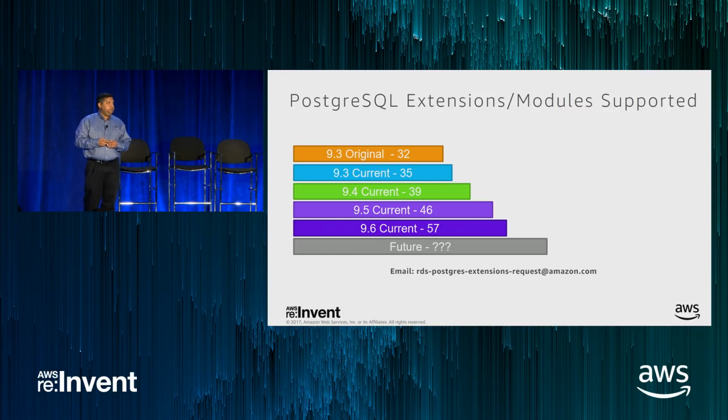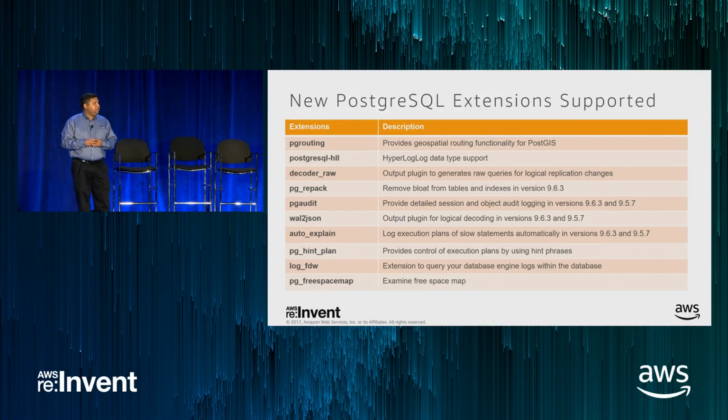Extensions are very powerful. People have been using extensions for doing different things. Some of the popular extensions like PostGIS for spatial data are also available on RDS Postgres. And we also have a lot of utilities that are designed to work as extensions.